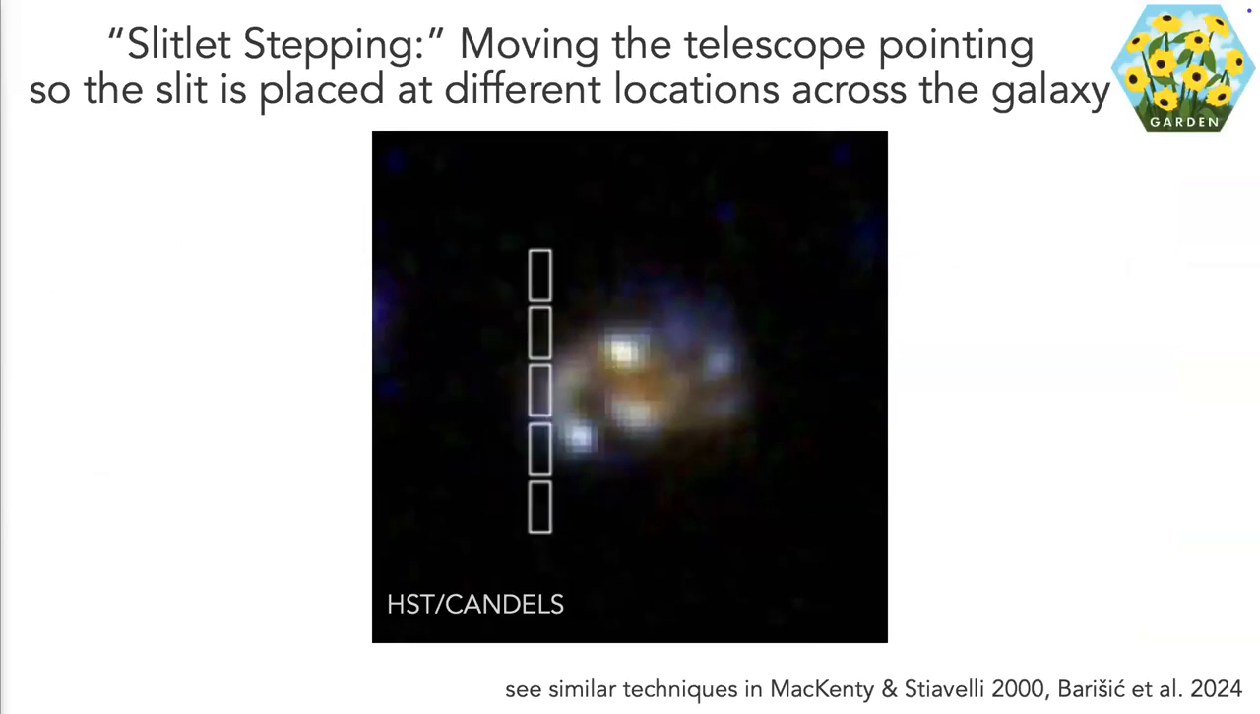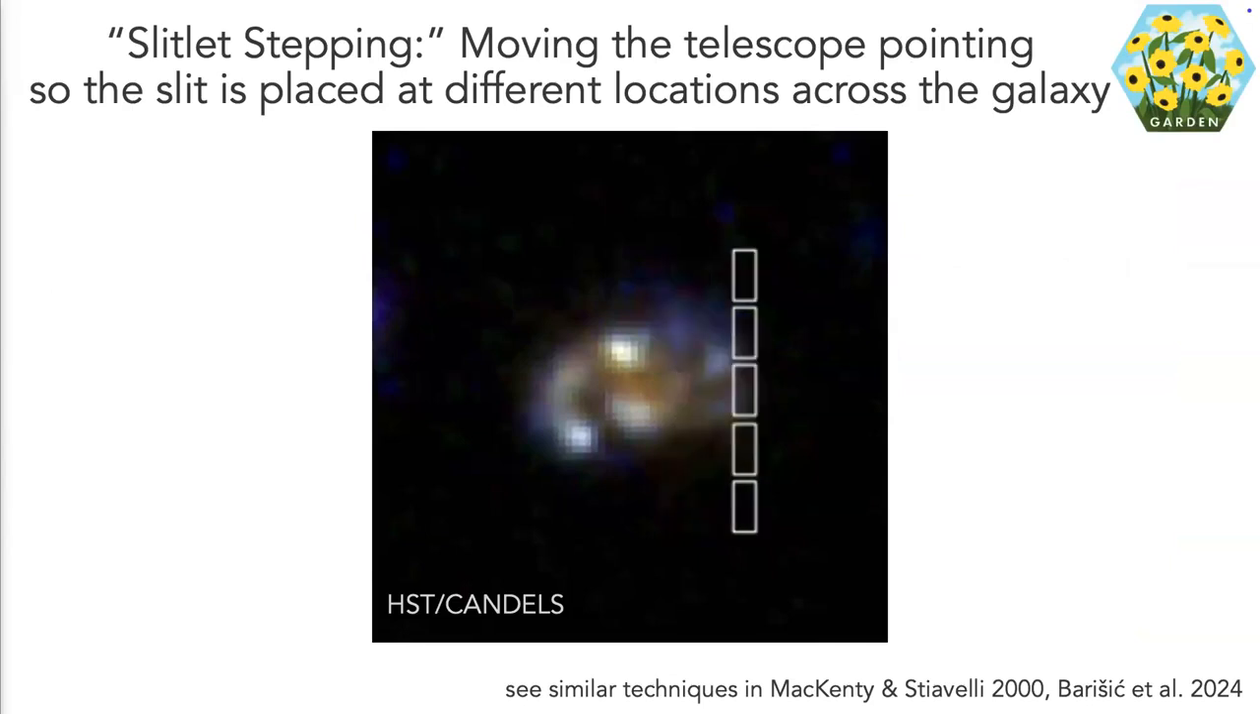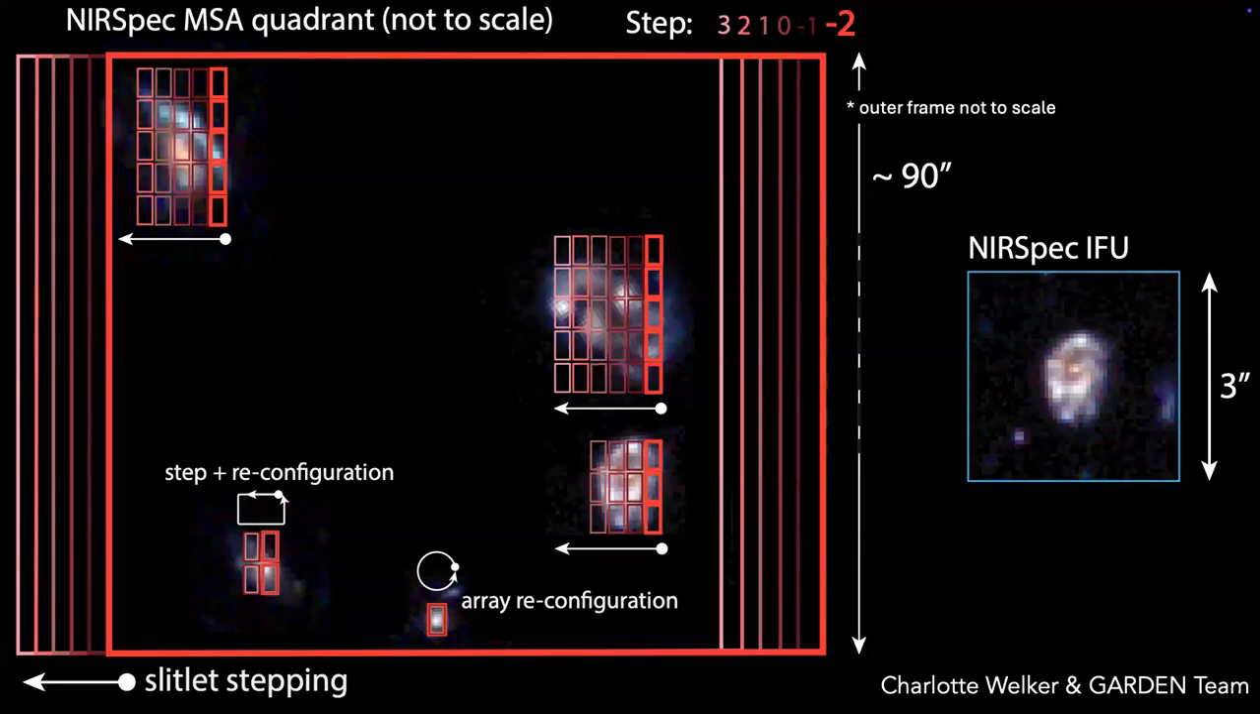So what we did, it's been done from the ground for years. We just simply moved the telescope pointing across the galaxy. We call it slitlet stepping because one of these long things for the MSA is called a slitlet. I'm moving quickly through the observational parts to get to the science so you can get out of here.